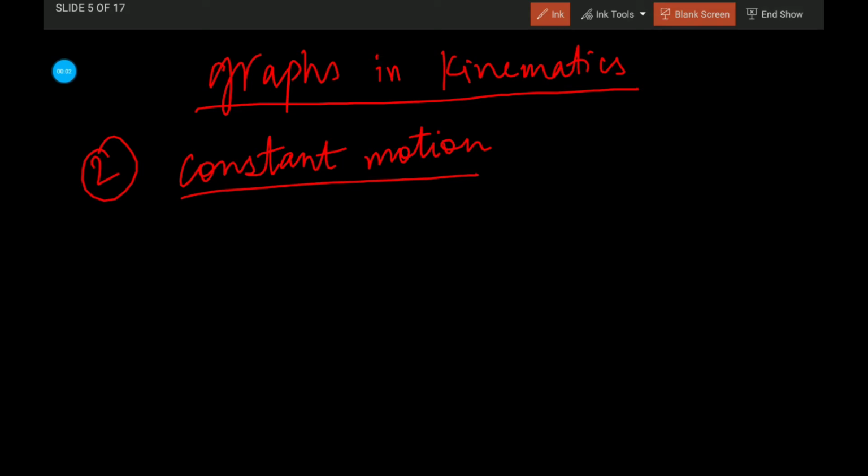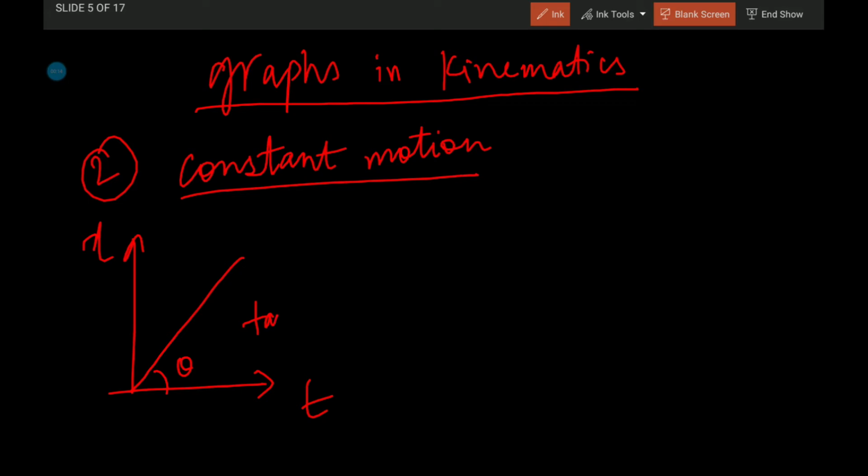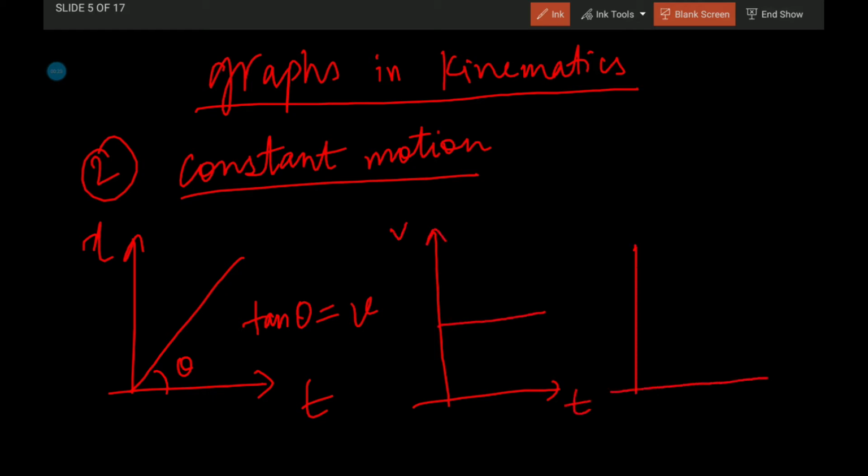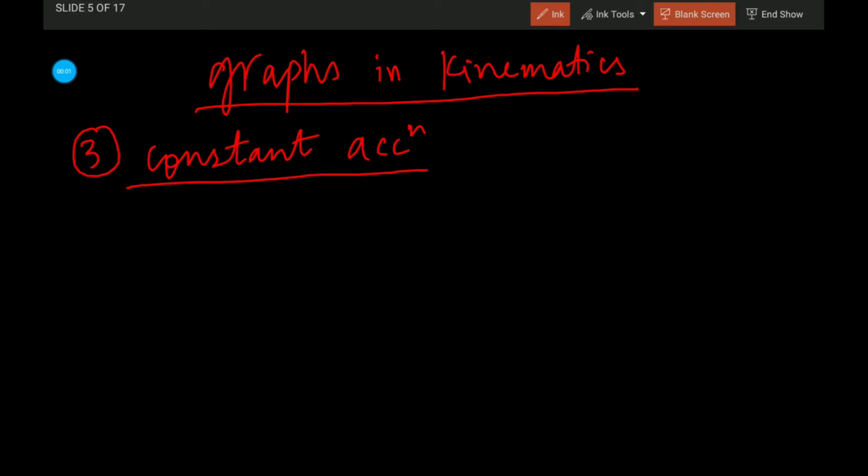Second case is when the body is in constant motion. So the xt graph of such a body is linearly dependent on the time, and the slope of the graph, or tan theta, is equal to the velocity of the body. The vt graph is constant with time because the velocity never changes, and since the velocity never changes, the acceleration remains zero.